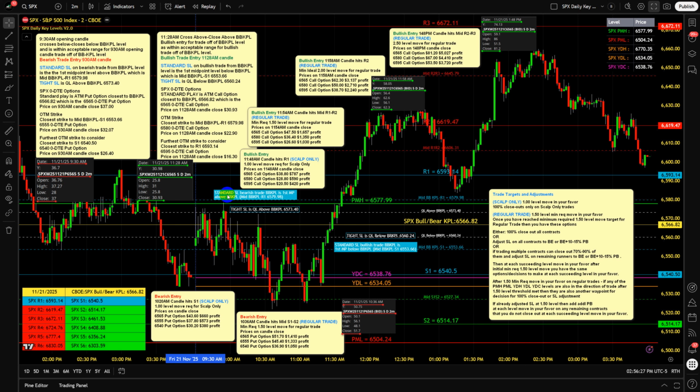So the standard play is going to be using the standard stop loss, regardless of whether you're using an at the money or out of the money strike. And that would also apply to any bullish or bearish trades off of any of the other main R1 through R6 or S1 through S6 levels. The standard stop loss is the preferred stop loss to use on any bullish or bearish trade.